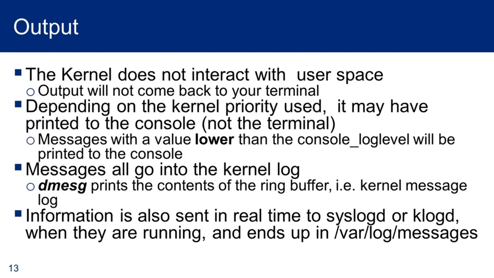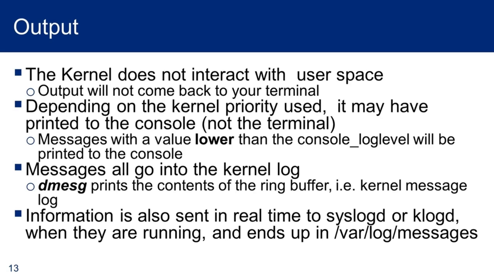If you change the printk statement to send an alert at kernel level 1, it would be printed to the console, but not to the terminal. Actually, messages with a value lower than the console log level will be printed to the console, and you can determine your current console log level by entering cat /proc/sys/kernel/printk, and 4 integers will be returned.